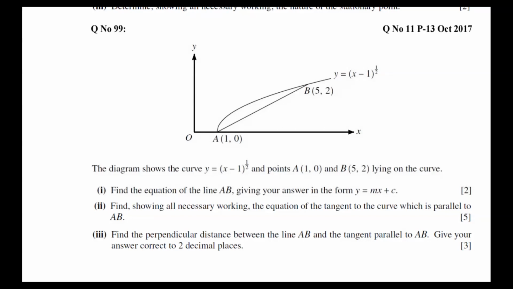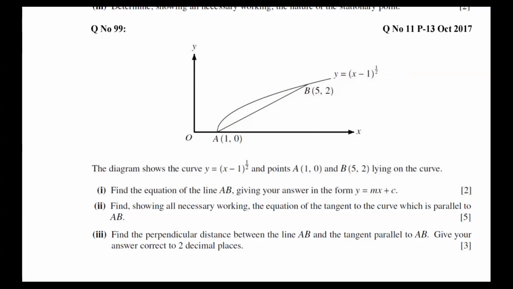If you look at the question, the diagram shows a curve, and points A and B lie on the curve. So this is A on the x-axis and B lies somewhere here. It means this is a line, and the four points lie on the curve. All right, the first task is to find the equation of line AB, in terms of this form. So the first part is not hard at all.